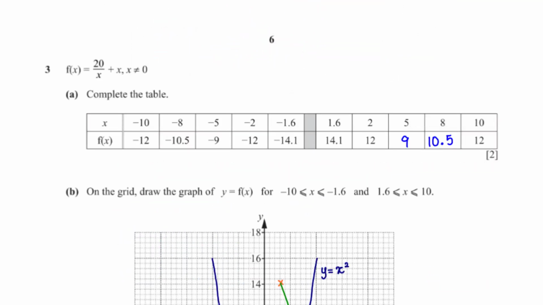F of x equals 20 over x plus x, where x cannot be equal to 0. Complete the table. When we substitute x equals 5 into the equation, we get y equals 9. And for x equals 8, we get y equals 10.5.